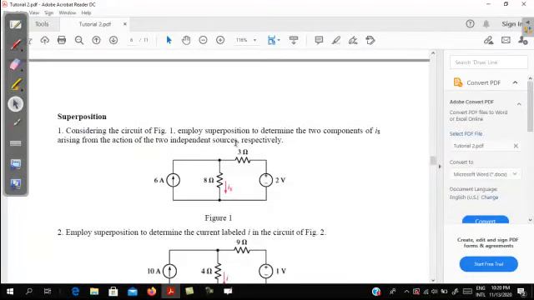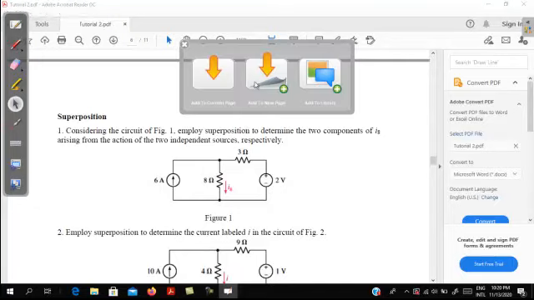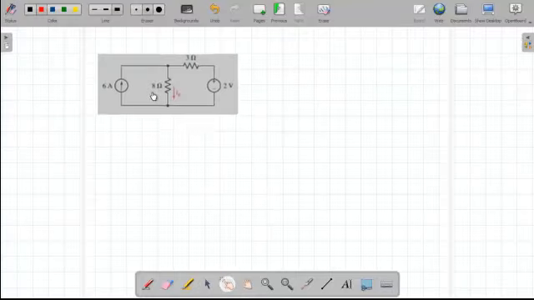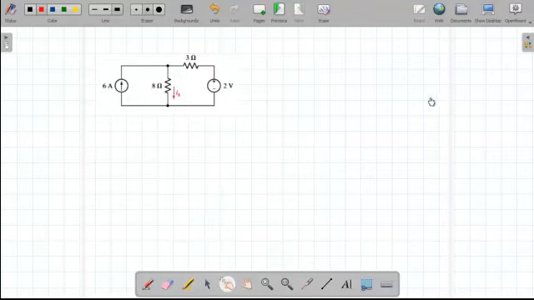So the first problem in superposition, we need to find the current I8. Here the circuit has two current sources, one current source and one voltage source. First we need to switch off the 6 amp source and keep the 2 volts on, then we switch on the 6 amp source and switch off the 2 volt source.